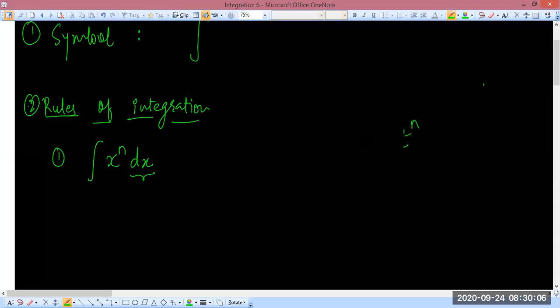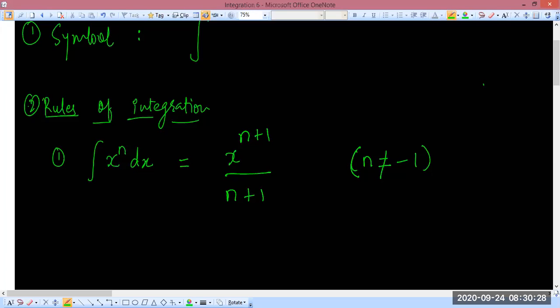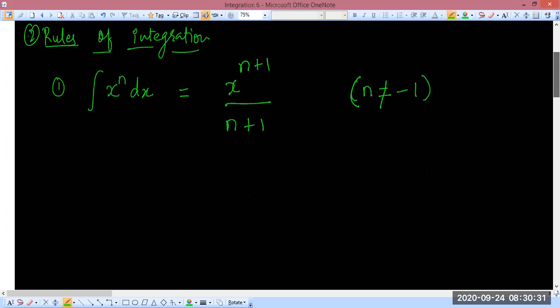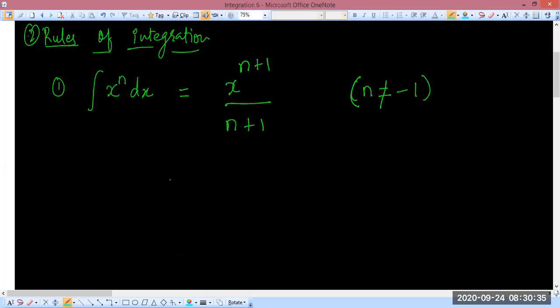So first of all, this rule: integration of x raised to n dx is equal to x raised to n plus 1 upon n plus 1. Again, this is not valid. You can use this only if n is not equal to minus 1. So this is rule number 1. If you realize, this is the rule that we have in differentiation also, but in the opposite way. So let me give you an example now.